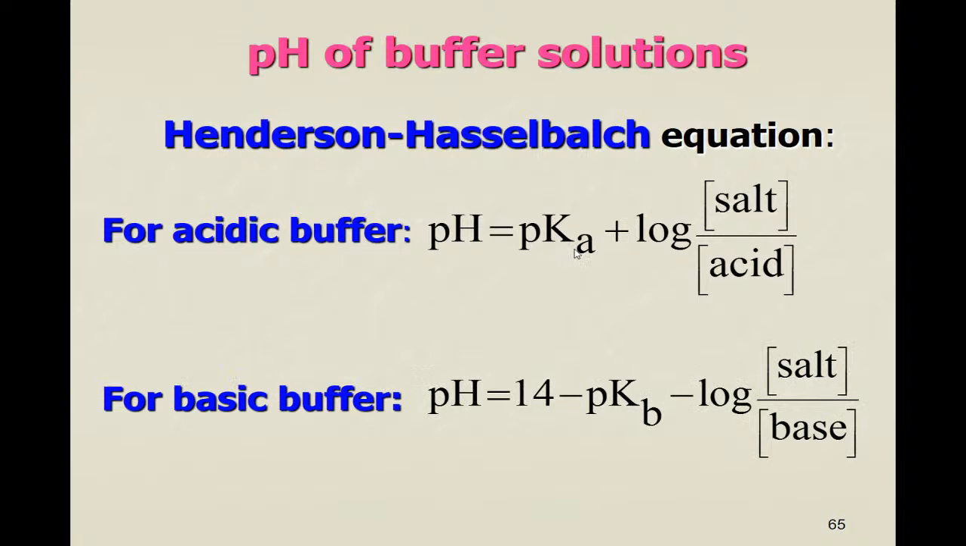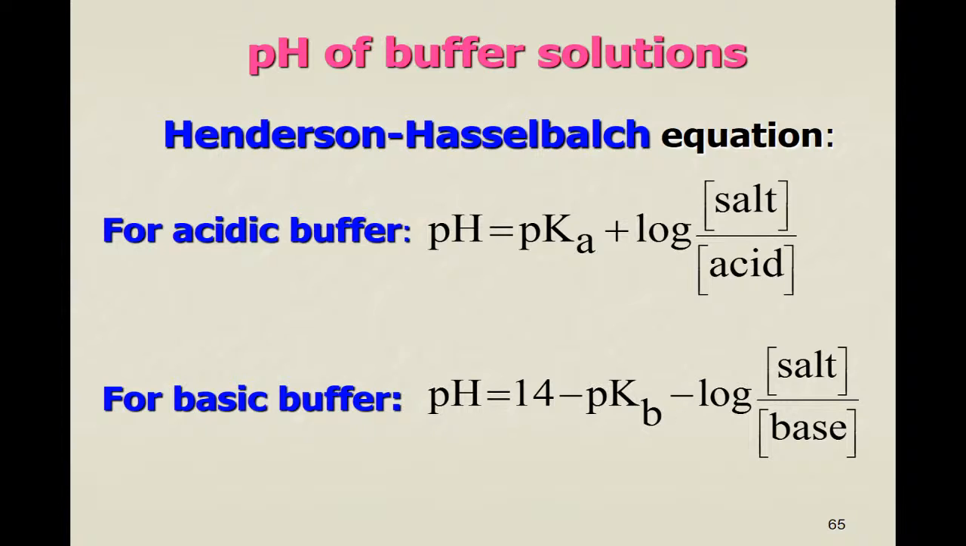For a basic buffer, pOH can be found with the same formula, as hydroxide ions are present. So pOH is pKb plus log salt over base. But we know the ionic product of water helps us determine pH if we deal with pOH. So according to the Henderson-Hasselbalch formula, pH can be equal to 14 minus pKb, plus log of base over salt, or minus log of salt over base, whichever is higher and easier to determine. Why minus? Because when we open the bracket, the plus sign changes into minus.